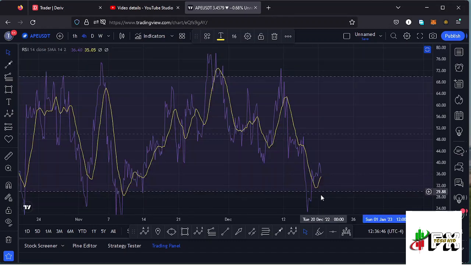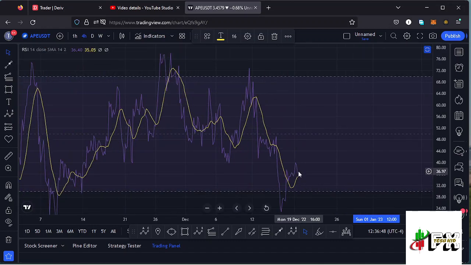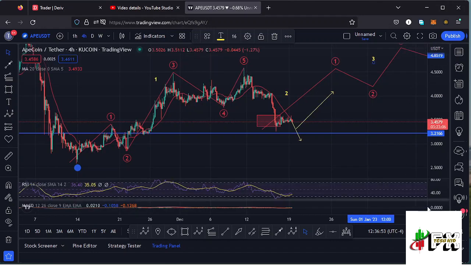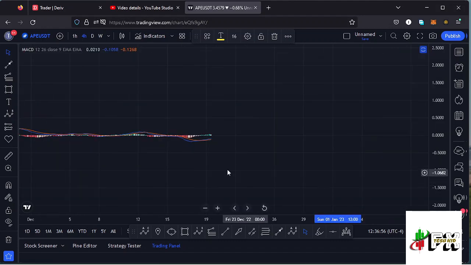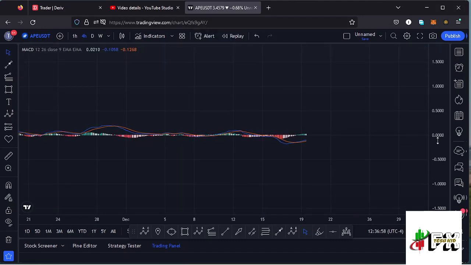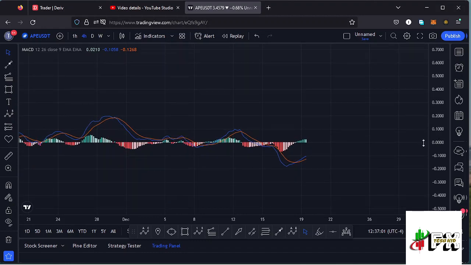Also taking a look at the indicators here on the RSI, we are trading at around the 36 mark, meaning we have massive room for us to support any movements to the upside. Also taking a look at the MACD, here on the MACD we have printed a bullish cross, and that means higher prices are coming our way. So let's be patient and see how that plays out, and I'll keep you updated.